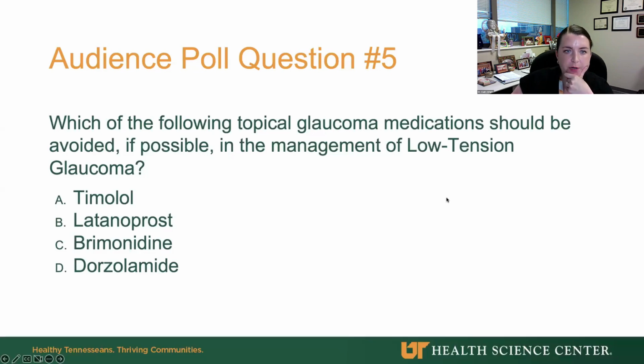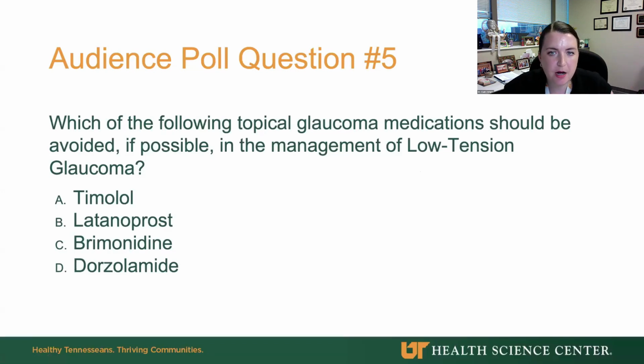Which of the following topical glaucoma medications should be avoided if possible in the management of low tension glaucoma? A, timolol, B, latanoprost, C, brimonidine, or D, dorzolamide? Again, the question is, which of the following topical glaucoma medications should be avoided if possible in the management of low tension glaucoma? Timolol, latanoprost, brimonidine, or dorzolamide?